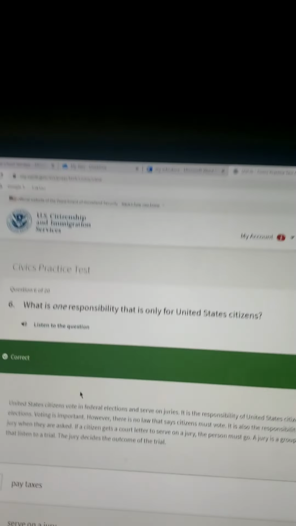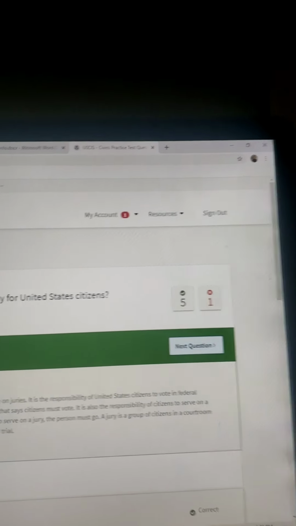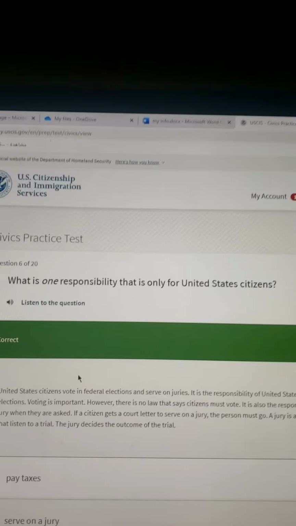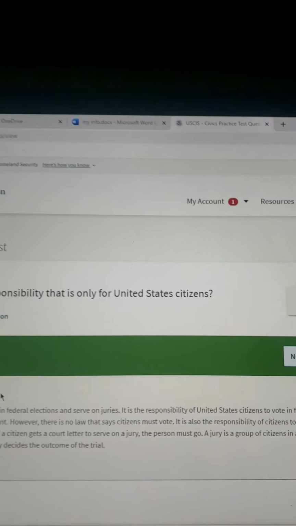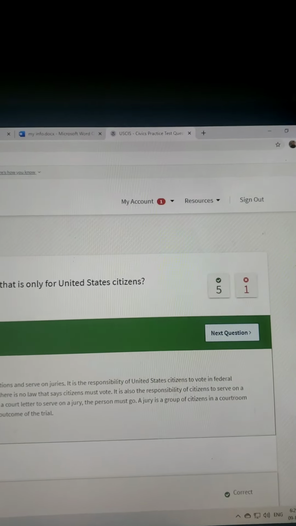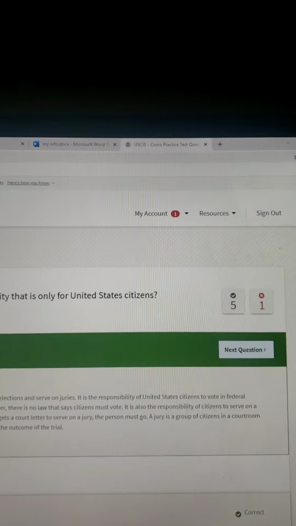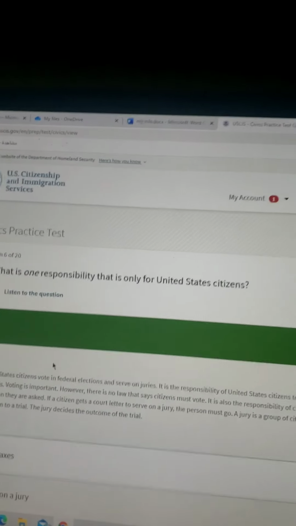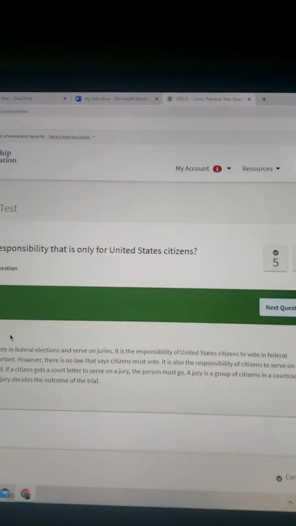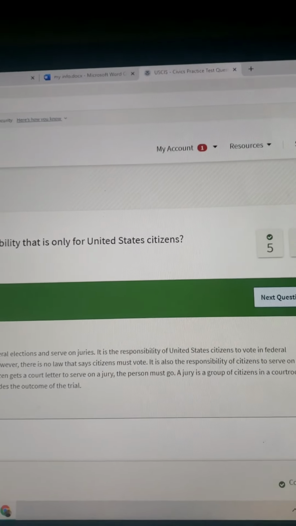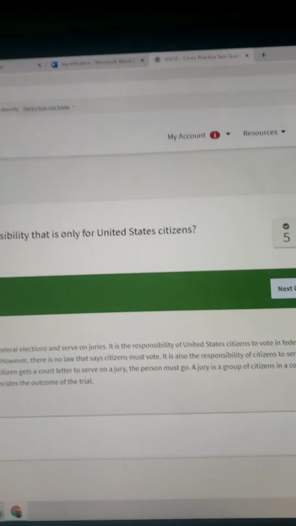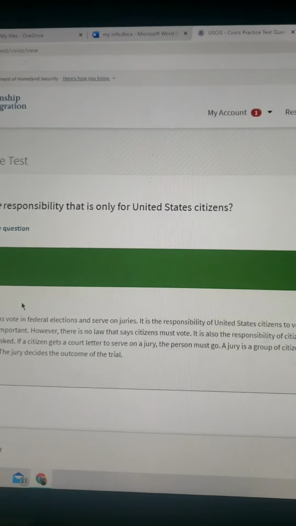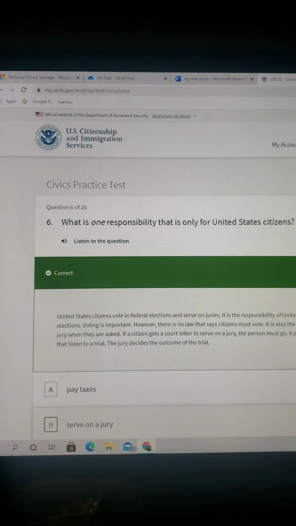Yes. U.S. citizens vote in federal election, and serve in juries. It is the responsibility of United States citizens to vote in federal election. Voting is important, however, there is no law that says citizens must vote. It is also the responsibility of citizens to serve on a jury when they are asked. If a citizen gets a court letter to serve on jury, the person must go. A jury is a group of citizens in a courtroom that listen to a trial. The jury decides the outcome of the trial.